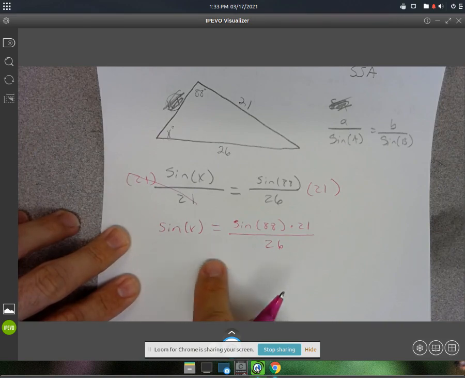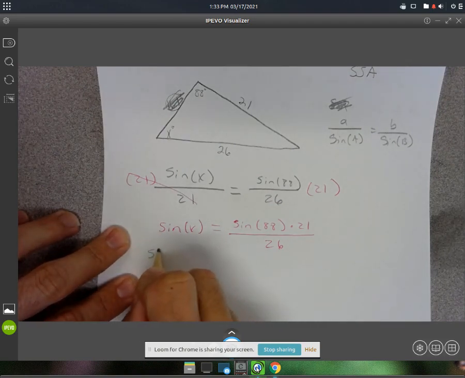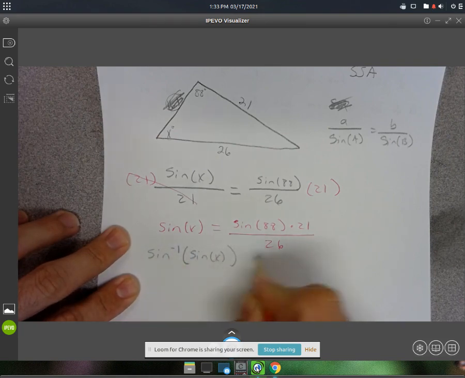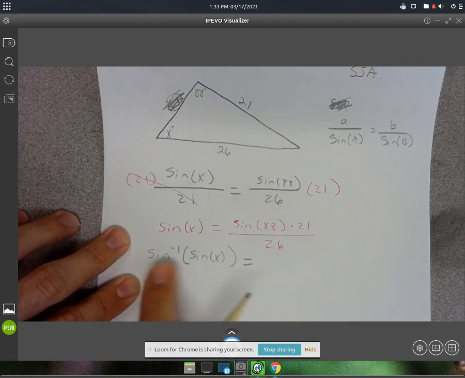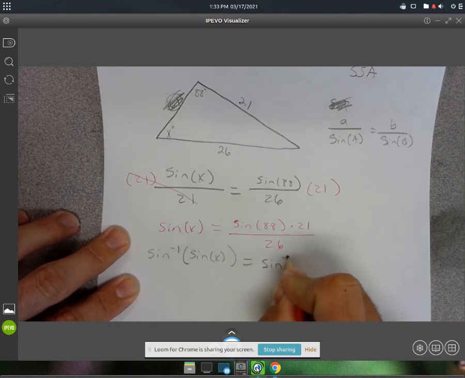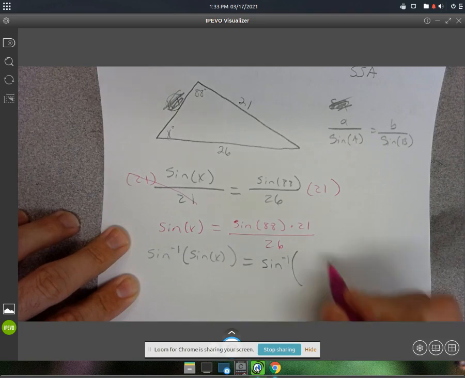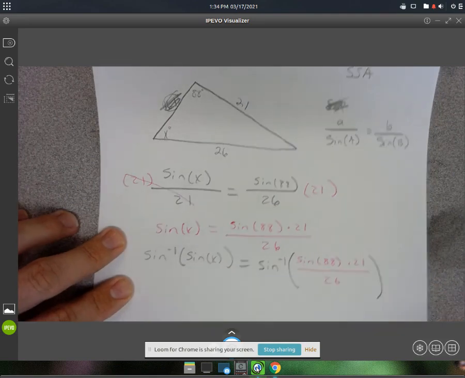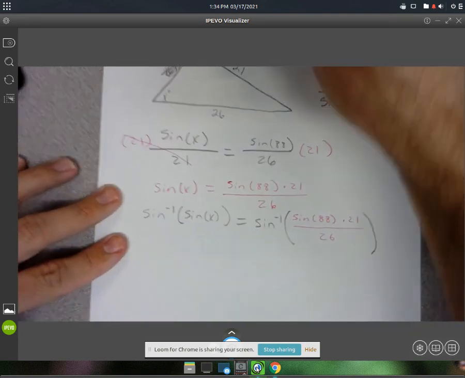So on our next step, we're going to be taking the inverse sine of both sides. If I want to get x by itself, I would do sine inverse of both sides. That way, these are just going to eat each other, and you're going to be left with x. And whatever comes out on the other side, sine inverse of this whole mess, is where your answer is. I know it looks ugly. This is probably a little funkier than it should be.